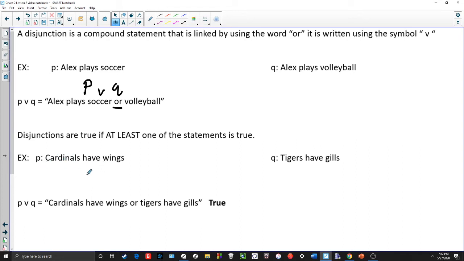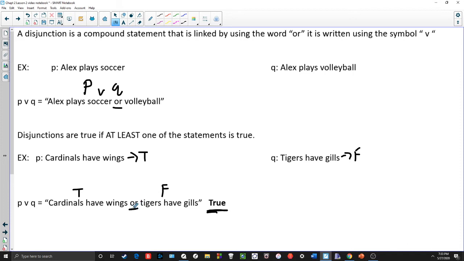So cardinals have wings. We're talking about the bird here. Cardinals have wings and tigers have gills. Well, cardinals have wings. That's a true statement. Tigers have gills. That's a false statement, at least last I checked. So the disjunction would be cardinals have wings or tigers have gills, and that would be a true statement because the first part of it is true, the second part of it's false.